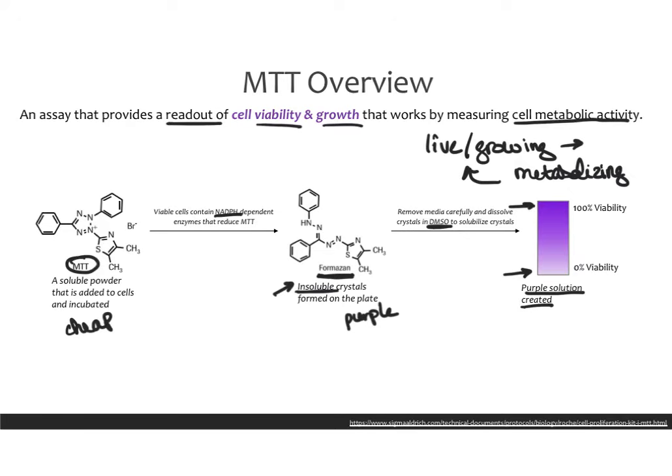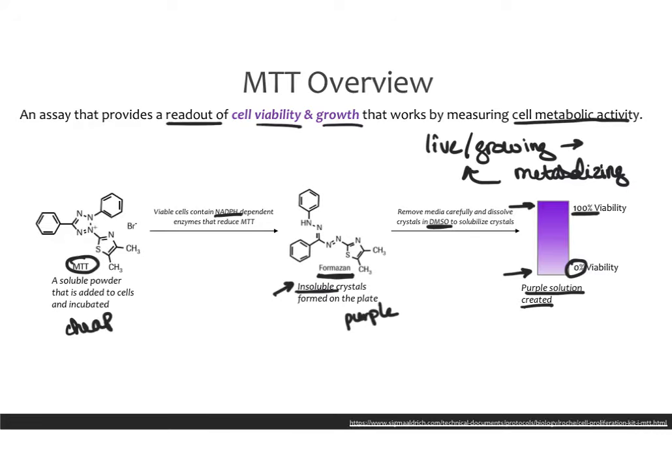So if only very few crystals were formed and the cells are really mostly dead or not growing, then you have 0% viability. And if they are growing very well, then you could call your control condition 100% viability based on how purple it is. So this is the basic idea behind the assay.